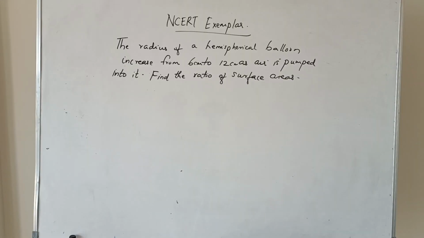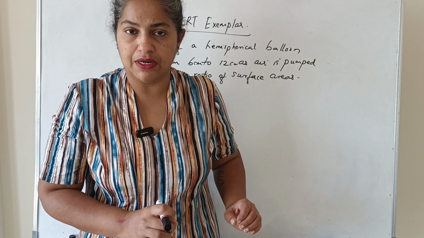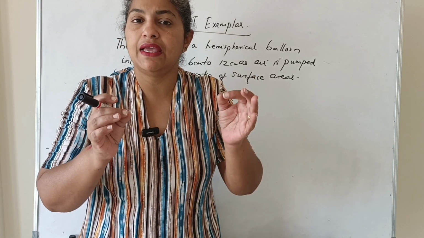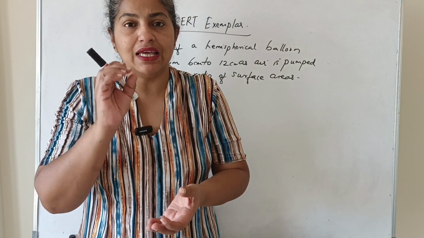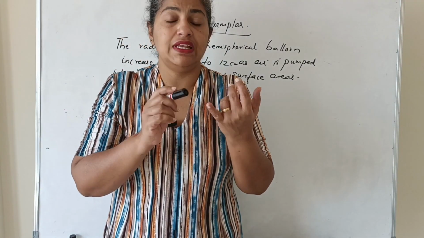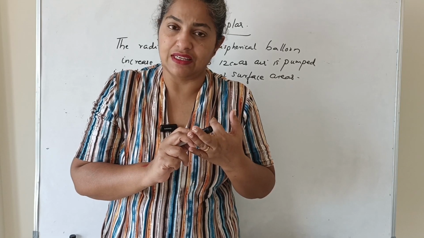The radius of a hemispherical balloon increased from 6 cm to 12 cm as air is pumped into it. Find the ratio of the surface area. This is a sum that is given in the NCERT exemplar textbook. In addition to that, I will be adding subparts to this particular sum, so you get a clear idea of the difference between the ratio, increase or the decrease, or the percentage increase and the decrease.